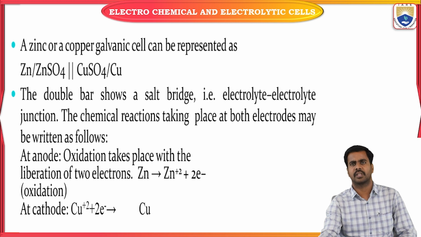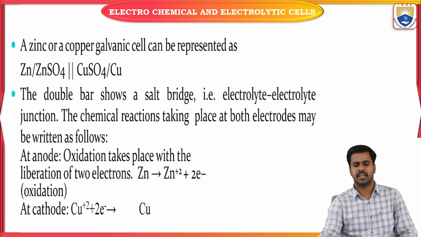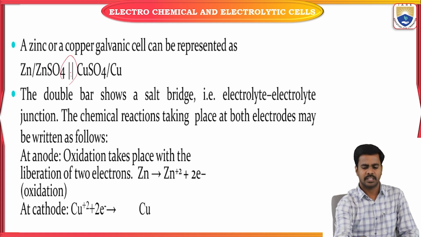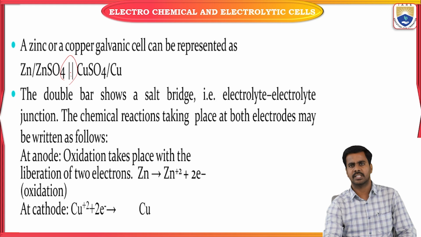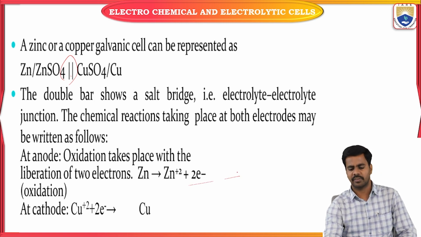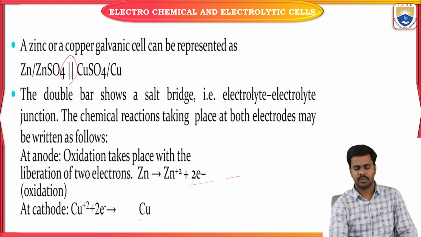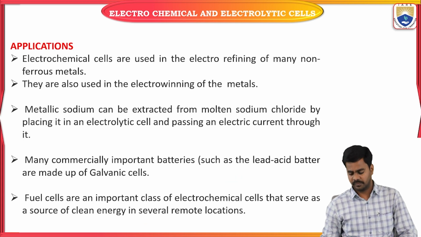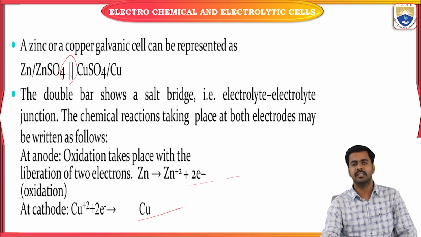Next, coming to the reactions. The Daniel cell is represented as Zn/ZnSO4, then the salt bridge in between the two salts, zinc sulfate and copper sulfate respectively. At the anode, the oxidation reaction takes place with the release of electrons, and at the cathode, reduction takes place. So that is the construction and working principle of the electrochemical cell.